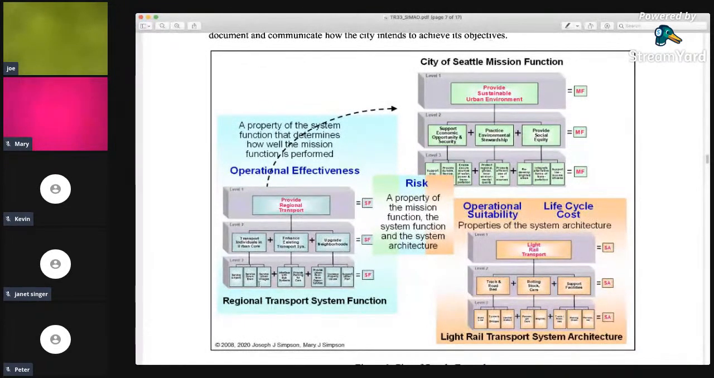We just picked provide regional transport. But if you wanted to do it for the host city, then you would develop a series of these types of system architectures and integrate them. And you would integrate them using operational suitability to determine which is the best. And then, of course, the life cycle cost.